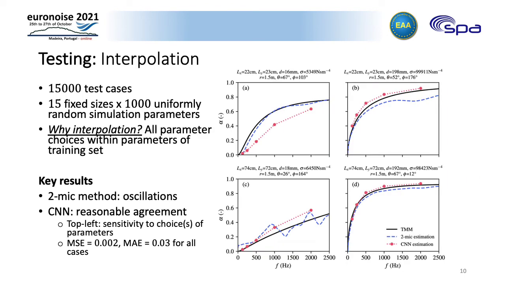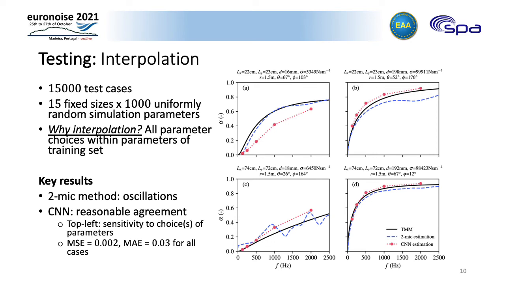We have divided the testing into 2 different conditions, interpolation and extrapolation. In both conditions, the test cases generated had not been seen by the network. That is, cases were different than the ones used for training. Let's start with the interpolation test. We generated 15,000 cases by taking 15 fixed sample sizes and 1,000 uniformly random simulation parameters. In the case of interpolation, all simulation parameter choices are within the range of the parameters of the training set.